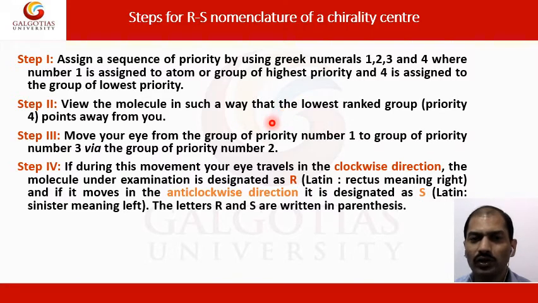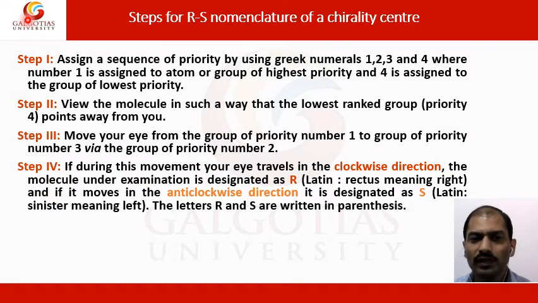But we have to see if the hydrogen is on the horizontal plane. If your eye is rotating in the clockwise direction, then it is taken as the opposite, so it will not be R, it will be S. And if the lowest priority group is on the rear side, then you can directly put the R and S nomenclature by rotating your eyes from 1 to 3.